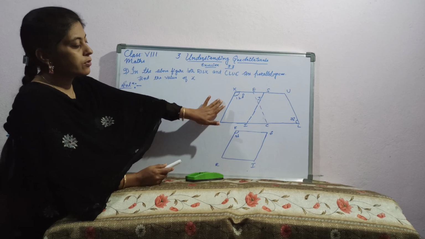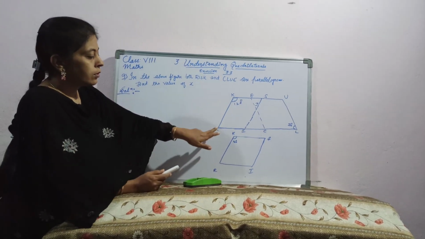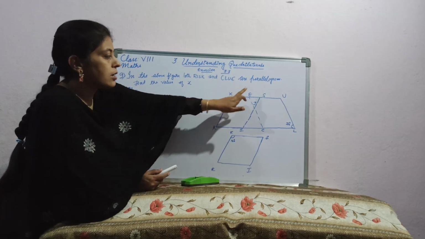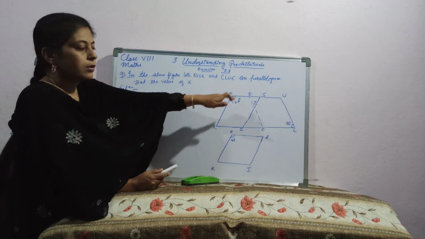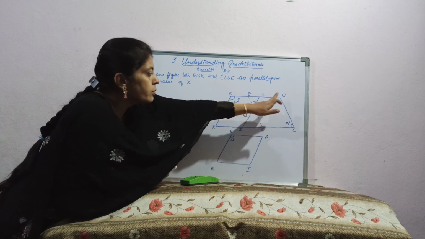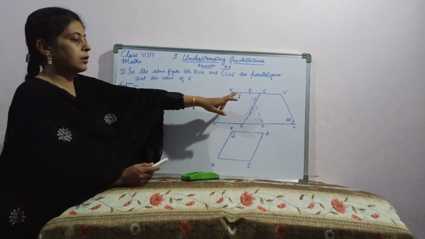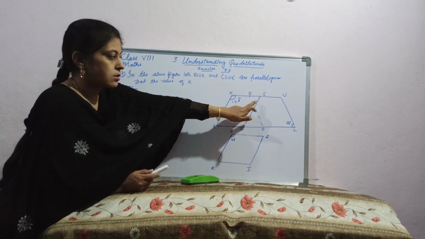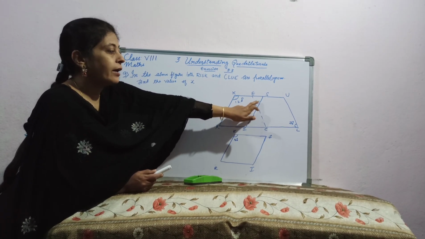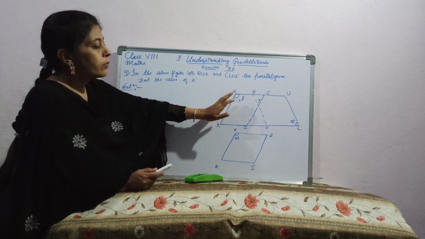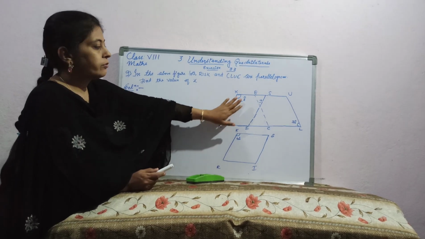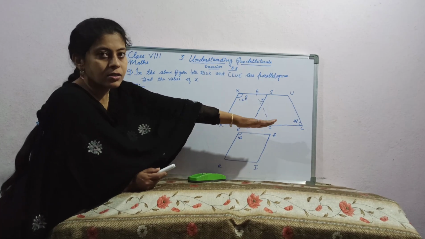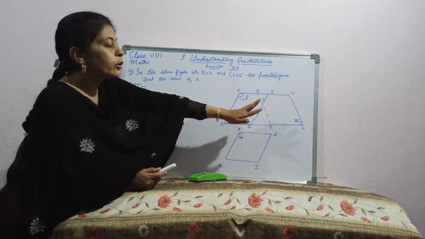You can see this is the figure. RISK is one of the parallelograms and CLUE is the other parallelogram. In this we need to find x. Find the value of angle x. So we go with one by one. We take up first RISK and then we'll take the next parallelogram, that is CLUE.